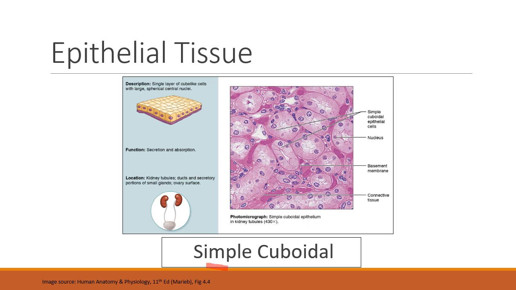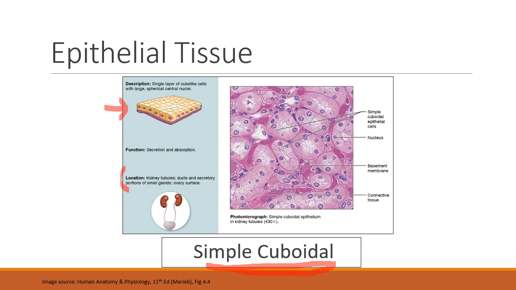Next we have simple cuboidal. Remember, simple is one layer, and cuboidal is the shape of the cells. See how they look like little cubes. Where is this at? Well, a lot of it is in the renal system, right? So the tubes of the kidney, and then it's also part of the lining of ducts of various glands, and the surface of the ovaries as well.